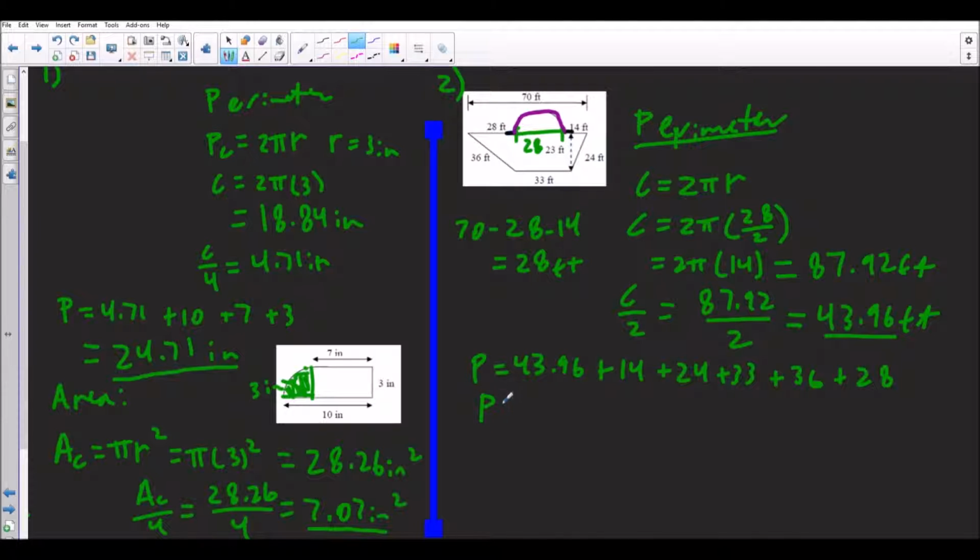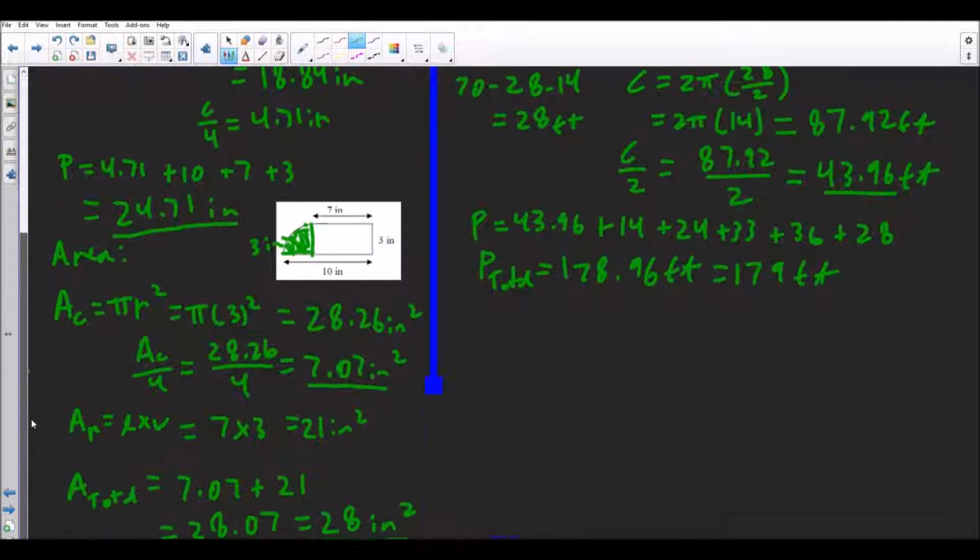So our total perimeter is going to equal 178.9 feet. And you would just round that up to 179 feet because we don't have any decimals in any of our initial numbers. And that is the total perimeter. Now, what about the area?